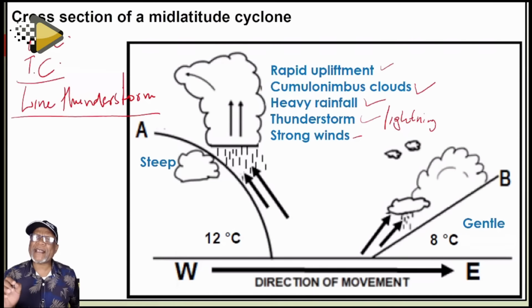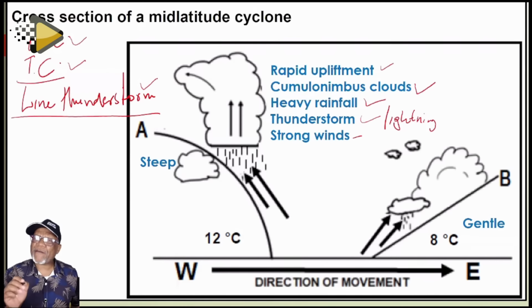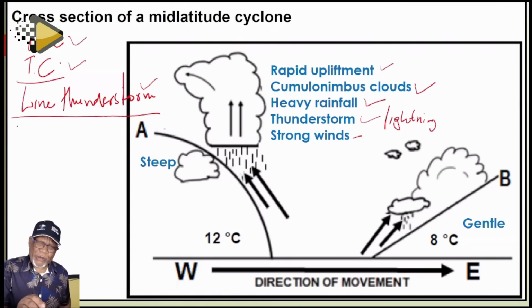Will be the same. The impacts of cumulonimbus clouds, whether it is the cumulonimbus clouds with mid-latitude cyclone, cumulonimbus clouds with tropical cyclone, or cumulonimbus clouds with line thunderstorm. So long as you have cumulonimbus clouds, the environmental impact will be the same. Let's look at the environment.